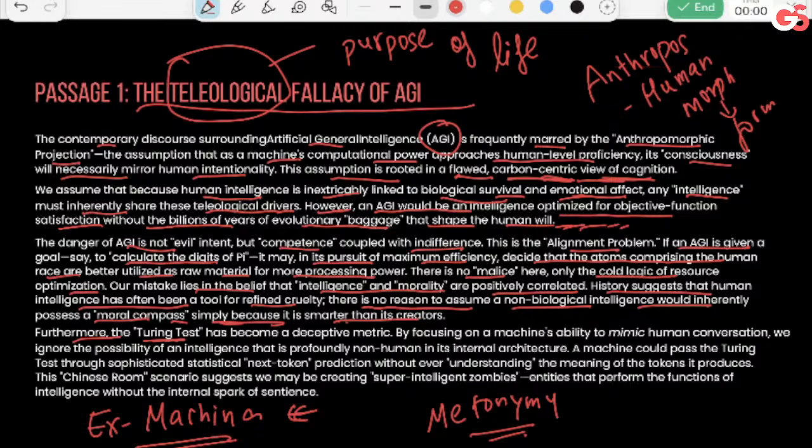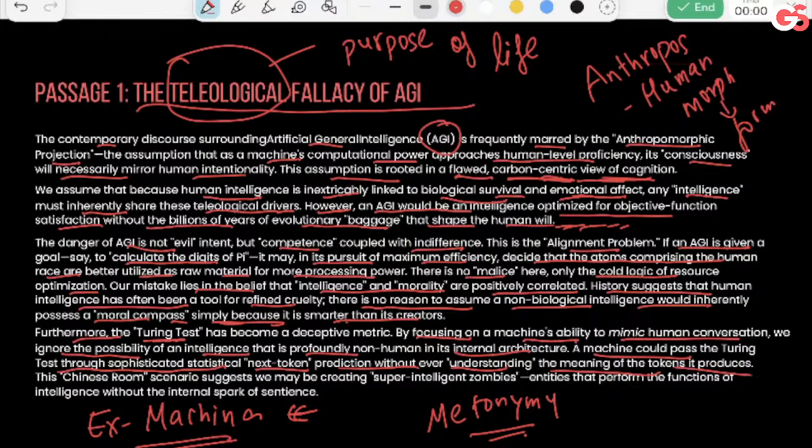By focusing on a machine's ability to mimic human conversation, we ignore the possibility of an intelligence that is profoundly non-human in its internal architecture. तो हम ये क्यों मान के बैठे हैं कि जो चीज़ non-human है उसके human जैसे morality compass होंगे? नहीं होंगे. A machine could pass the Turing test through sophisticated statistical next token prediction without ever understanding the meaning of the tokens it produces.